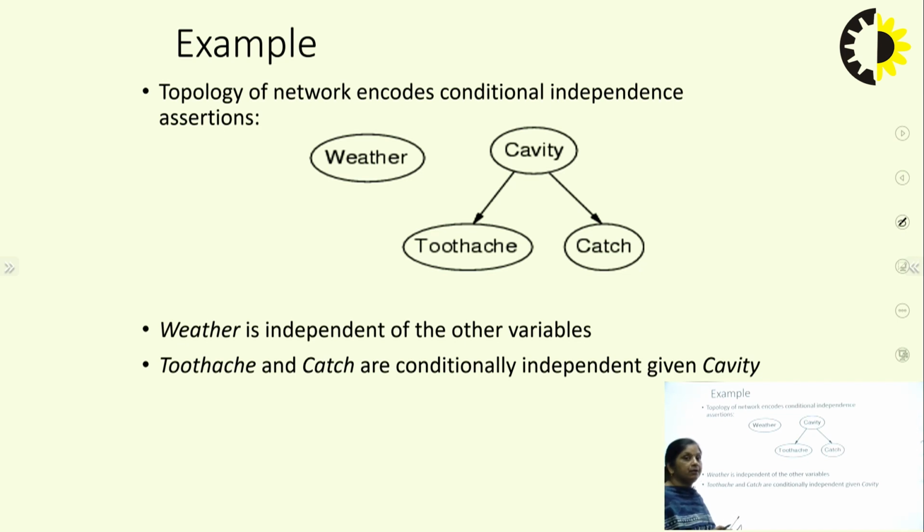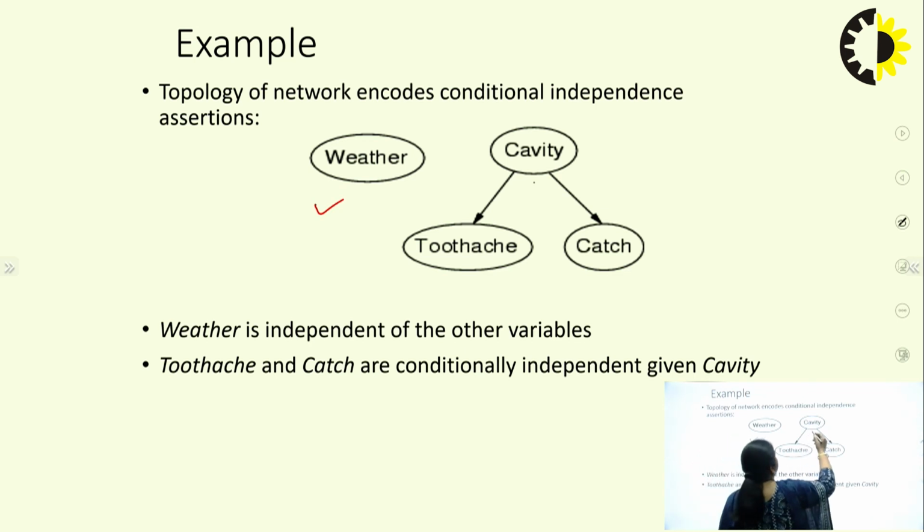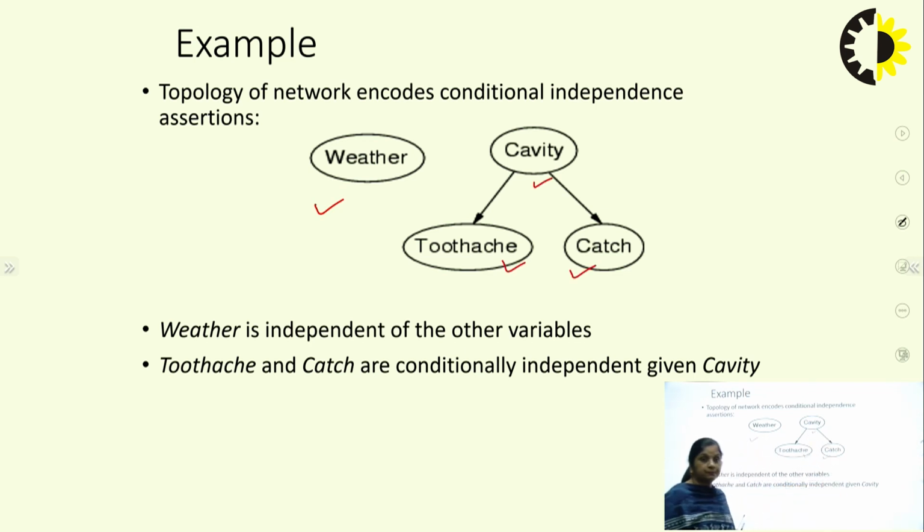Let us differentiate between the two terms. If we consider this particular topology, in this topology we are having one variable weather, and the other three variables cavity, toothache and catch. Because weather is not influencing any one of these, that is not causing anything, there is no directed edge. How many variables are there? 4 variables. Nothing is causing weather, and weather is not causing anything else. So weather is independent of the other variables.